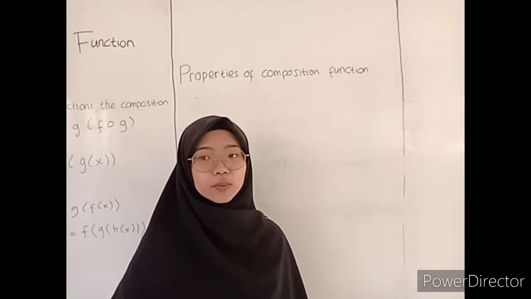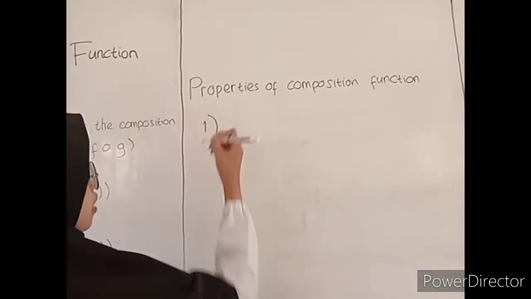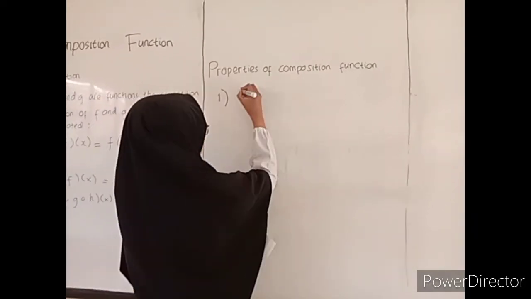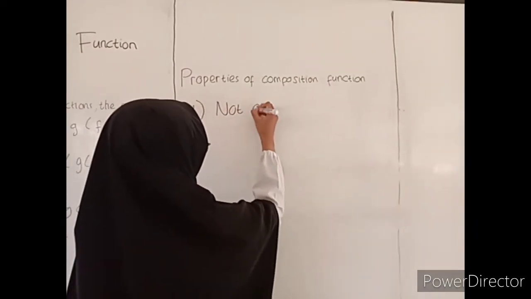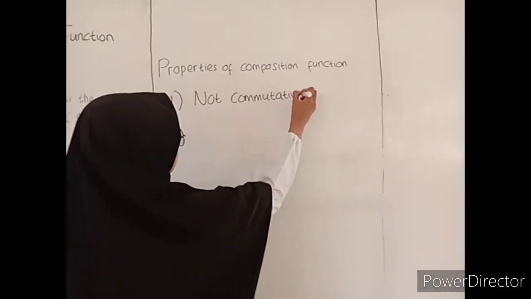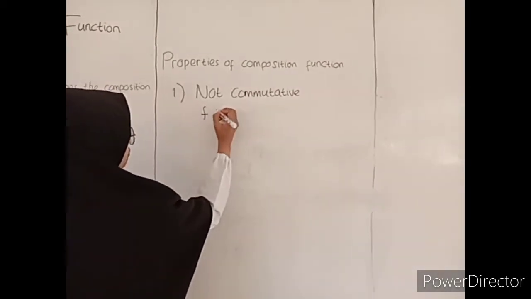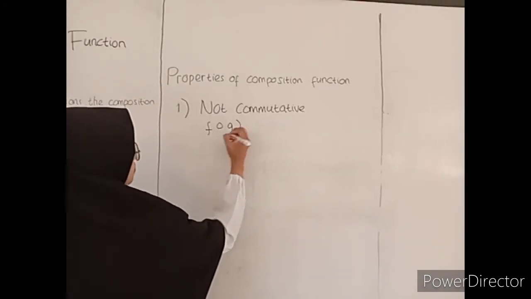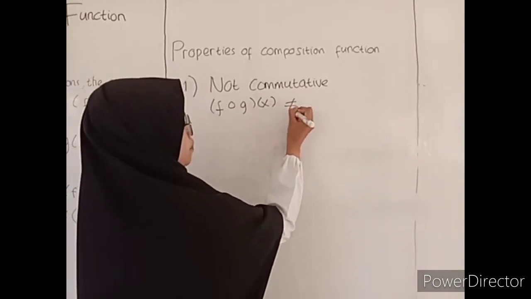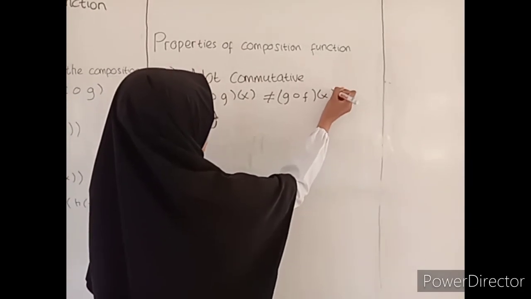We'll explain about properties of composition function. First property: composition function is not commutative. It means that (f ∘ g)(x) is not equal to (g ∘ f)(x).